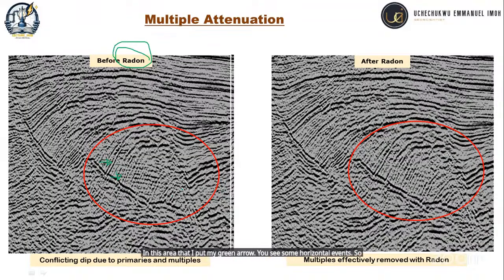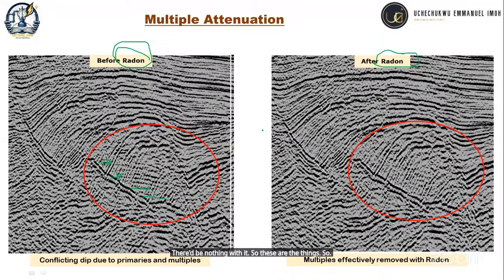If you don't know that they are multiples, you would think that they are geologic boundaries. You can see them. You think they are geologic boundaries, but by the time the multiples have been attenuated using the radon demultiple module, you see on the right that those horizontal events that looked like geologic events have been attenuated.